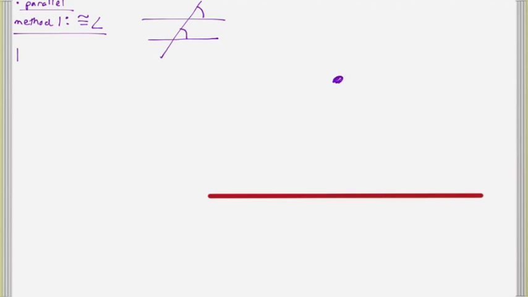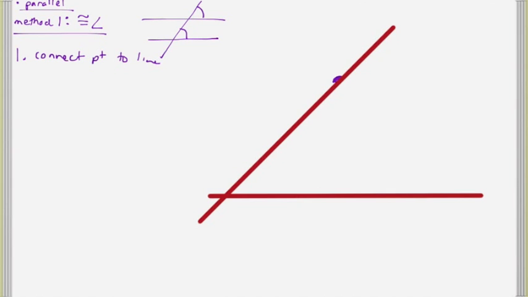So step one is going to be to connect the point to the line with any given angle you want. It doesn't matter. Just draw a line that goes through the point and through the line. So now we've got our starting line, the bottom one, and we have that transversal going through.